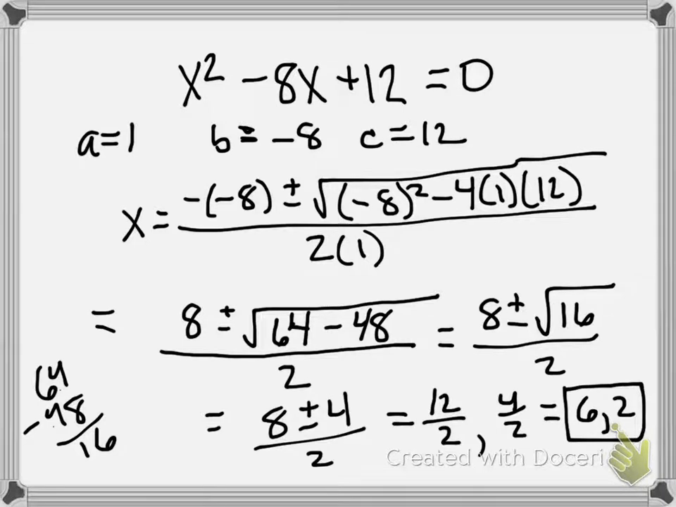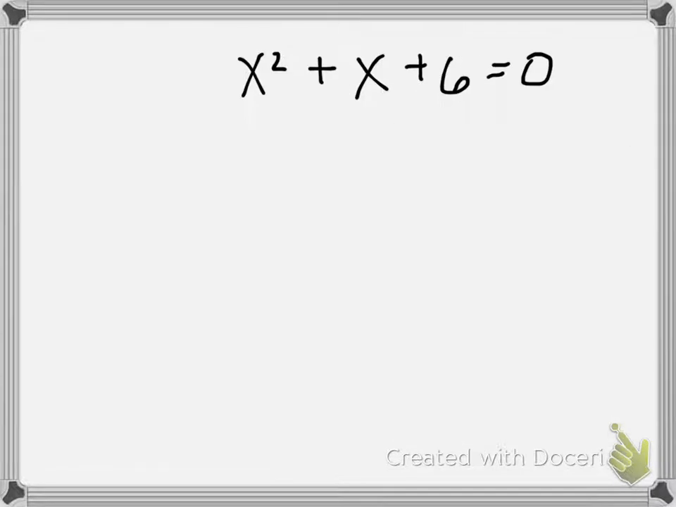You know when your answers come out perfect like this using the quadratic formula? Perfect like whole numbers like this, that means you could have solved it by factoring. And at this point you go, no, that would have been so much easier. Oh well. Okay, let's look at another example.